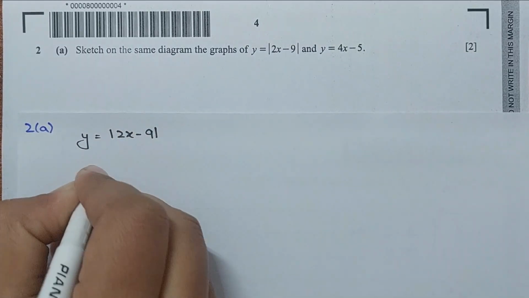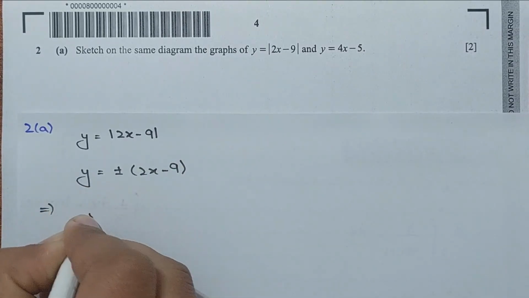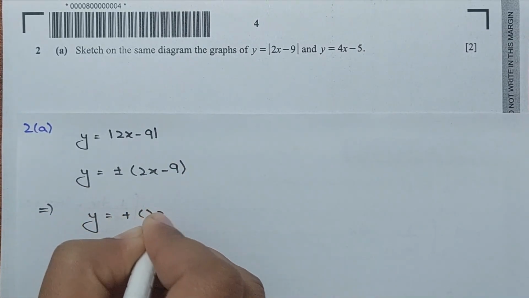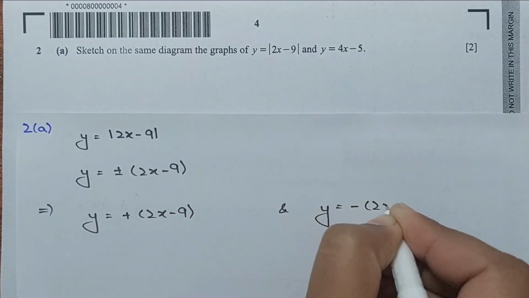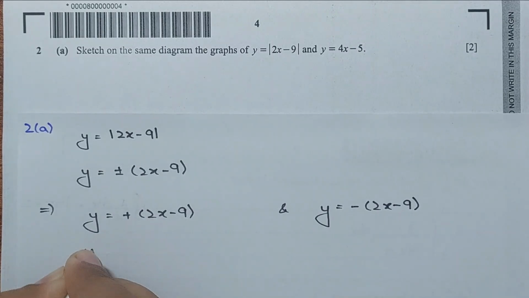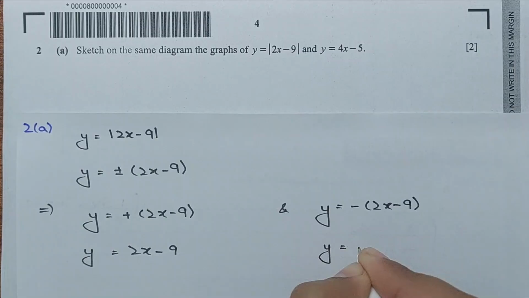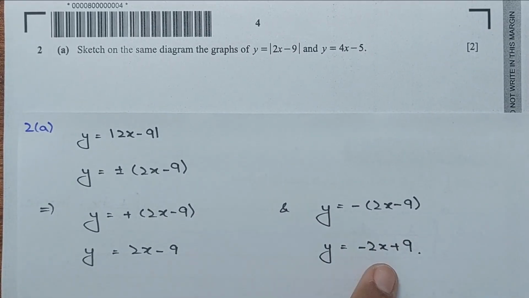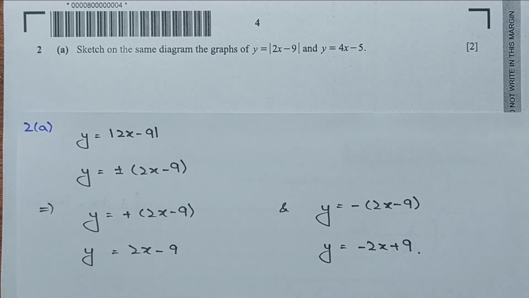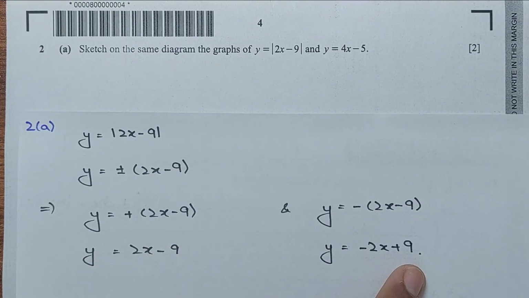We can open the absolute value as y equals plus or minus (2x minus 9). So here we have two functions, y equals plus (2x minus 9) and y equals minus (2x minus 9). So this function is y equals 2x minus 9, and this function is y equals minus 2x plus 9. Now this is in the form y equals mx plus c, the slope intercept form. For the first, the slope is 2 and the y-intercept is negative 9. For the second, the slope is negative 2 and the y-intercept is positive 9.